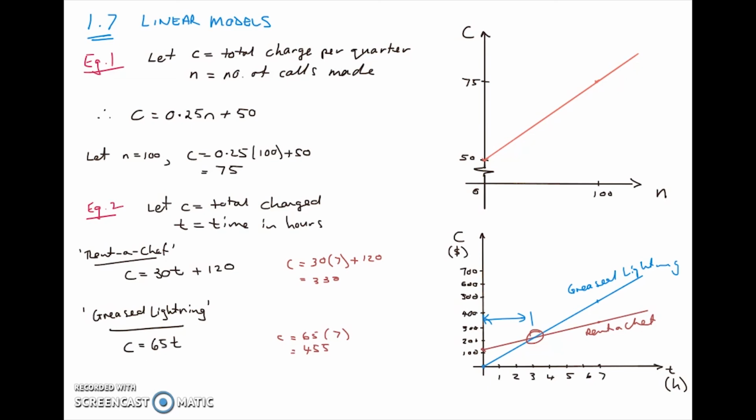That point of intersection is where the two equations equal each other, and so that's how we need to work it out. We need to let our equation for Rent a Chef, 30t plus 120, equal the equation for Grease Lightning, 65t. When we make them equal each other and solve for t, we find that Grease Lightning will be cheaper between 0 and around about 3.4 hours.